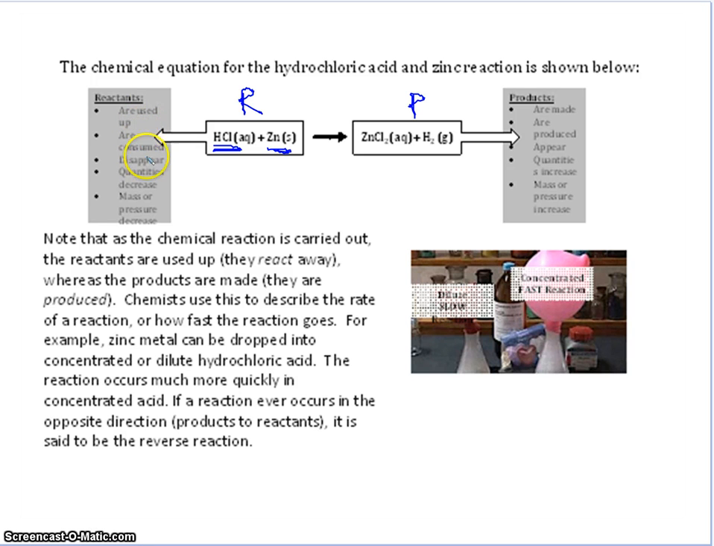Used up, consumed, disappear, quantities decrease, mass or pressure decreases. So these are getting used. They're going away. And then these ones are made, are produced, appear, quantities increase. So these ones are getting made.